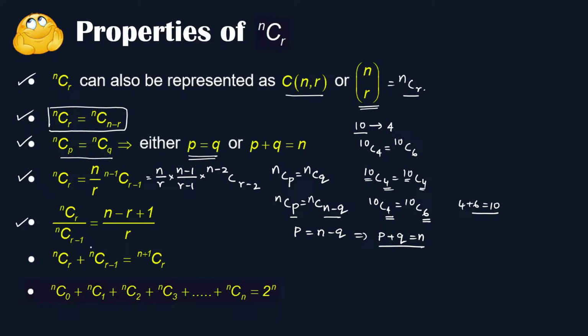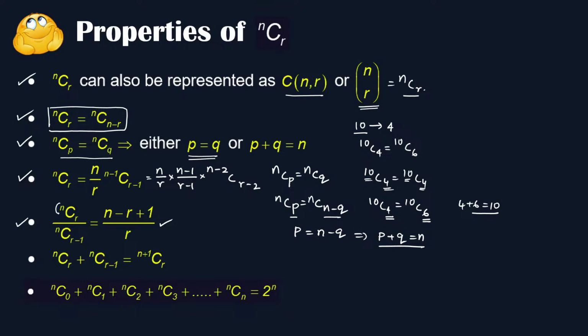NCR by NCR minus 1 equals (N minus R plus 1) by R. Again, I'm telling you, this proof you can do on your own, simply by using the formula of NCR. If you put it in the left hand side, you are going to get your right hand side. But here what I am trying to teach you is how to remember this formula.